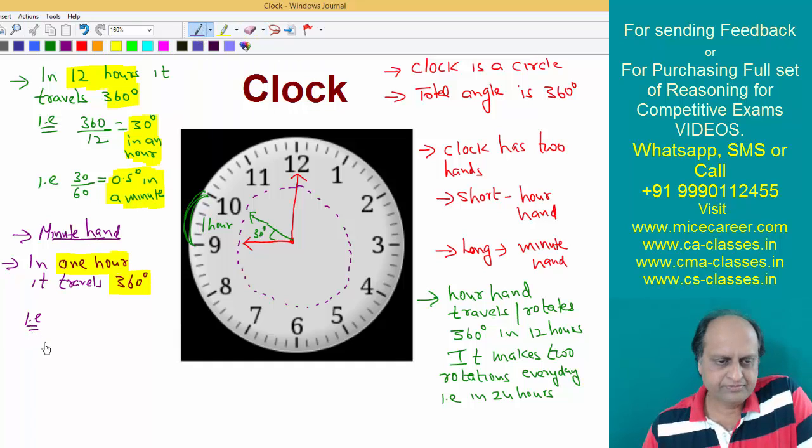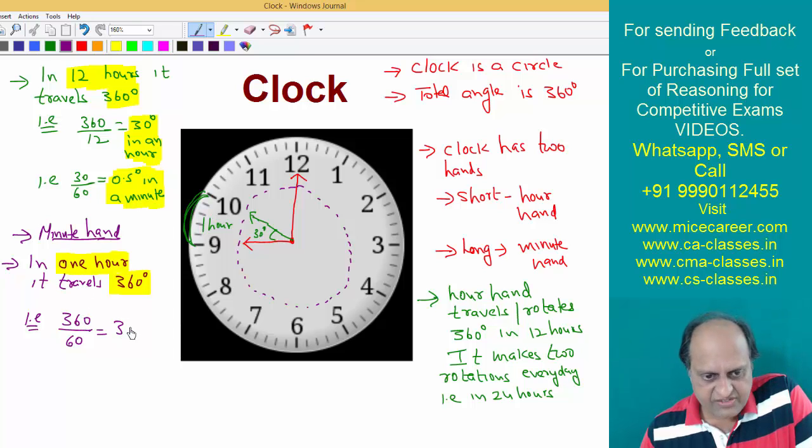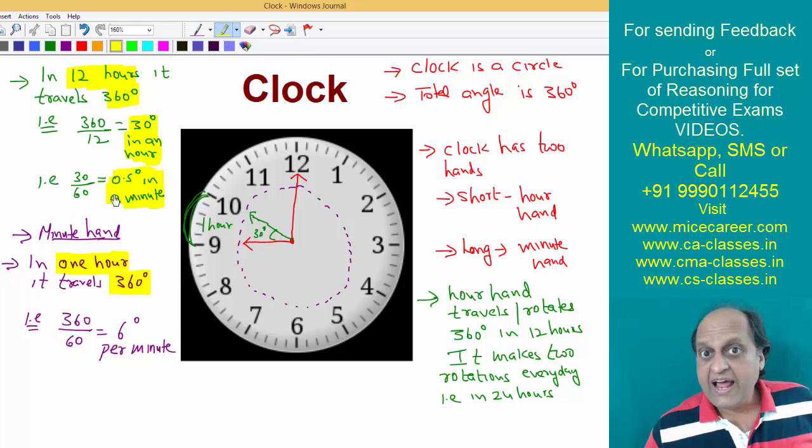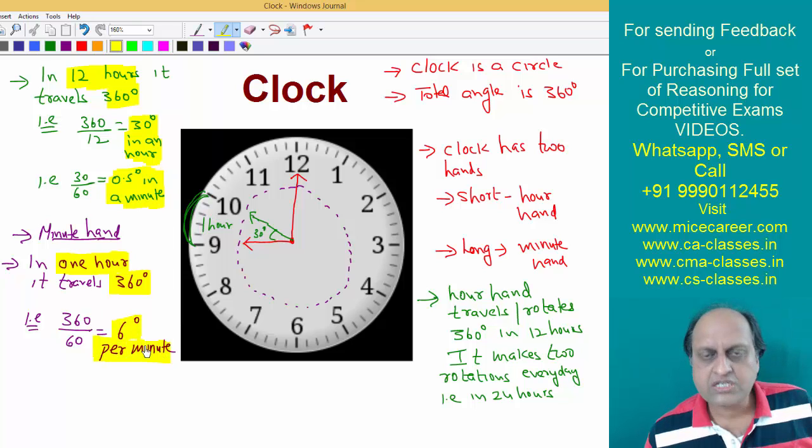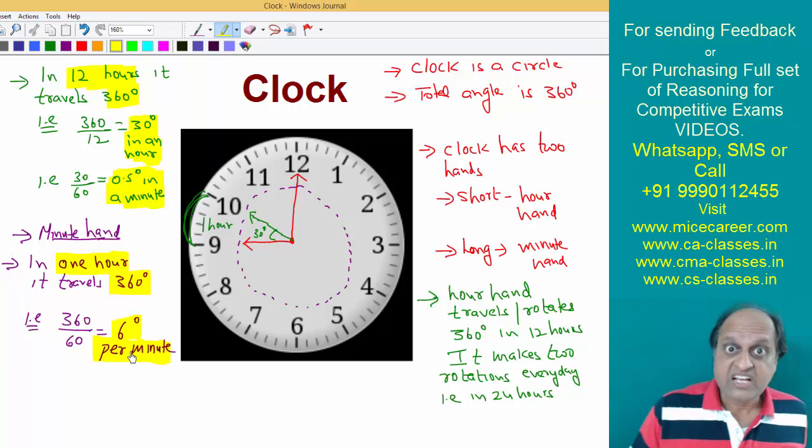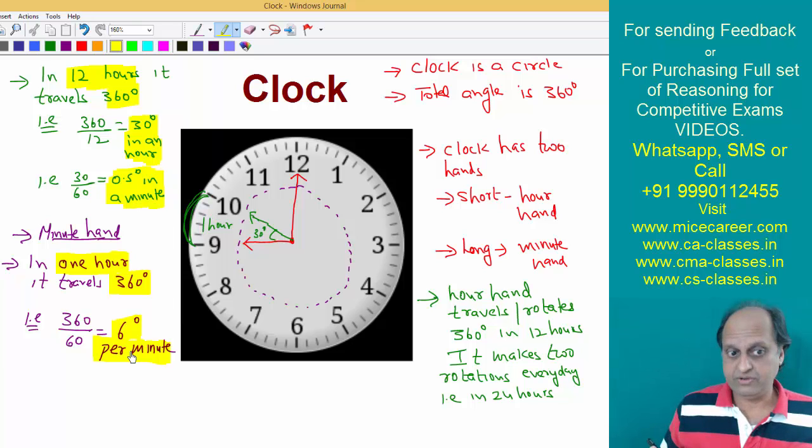That is 360 divided by 60 minutes. Why? Because 1 hour has 60 minutes. This gives you 6 degree per minute. This you will have to mug up. So, the hour hand used to travel half a degree in 1 minute. In contrast to this, the minute hand travels 6 degree in a minute.